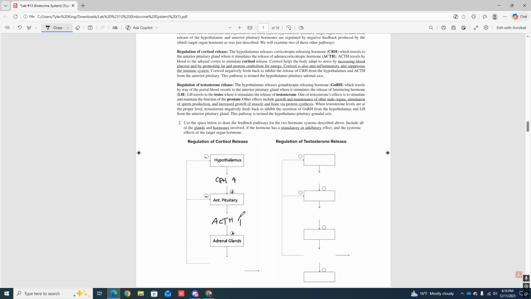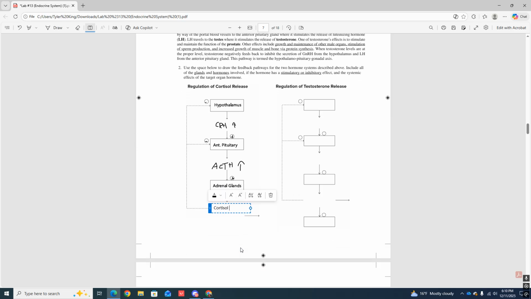Perfect. So that level is going up. Since that's going up, it's going to stimulate, via the plus, the adrenal glands to secrete, and we'll just write this one out because I've been drawing everything. So we'll do cortisol. What is the effect of cortisol then? What does cortisol do?